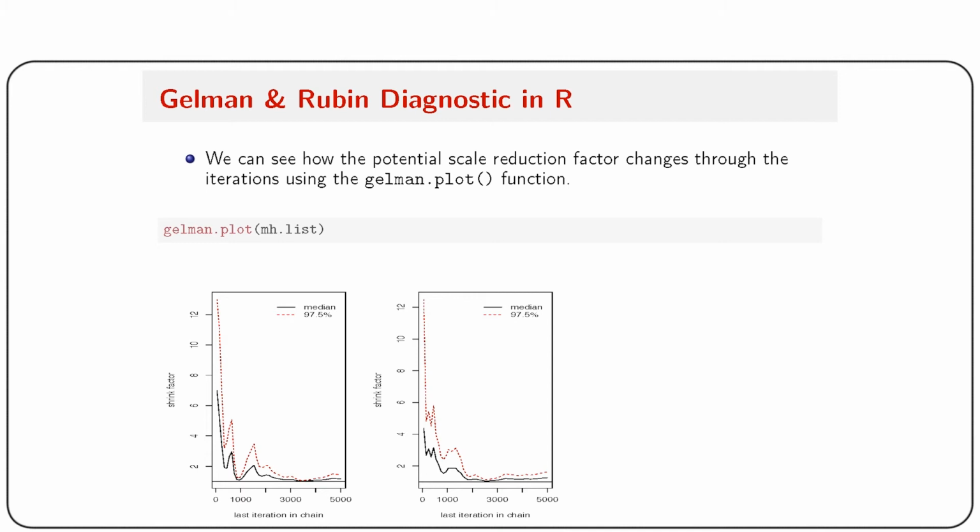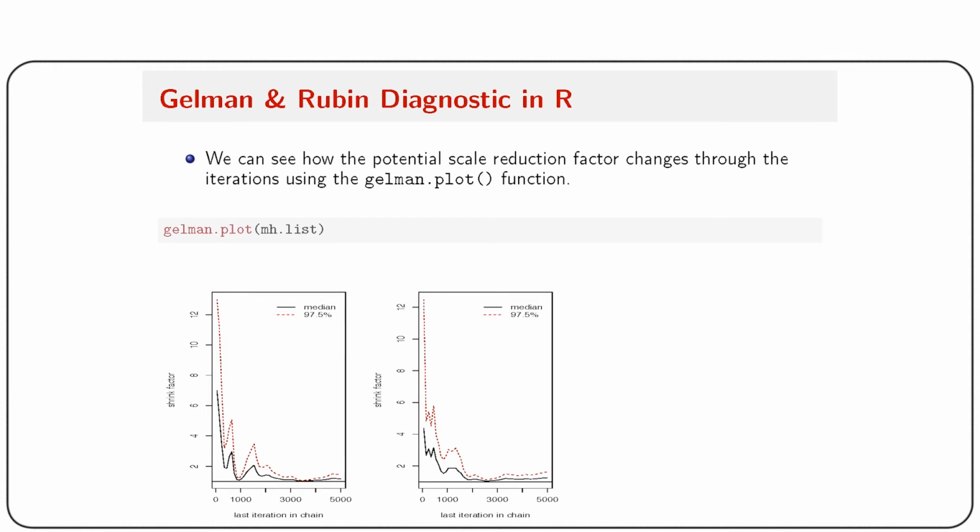For that you can use gelman.plot, and that mcmc list object has to be passed through gelman.plot. If you pass it through gelman.plot, you will get two plots because you have a bivariate function that we have generated. One is the median, the average one, and another is the 97.5%, the upper confidence limit. The dotted line is the upper confidence limit, the dark line is the median, and the x-axis is the last iteration in chain.